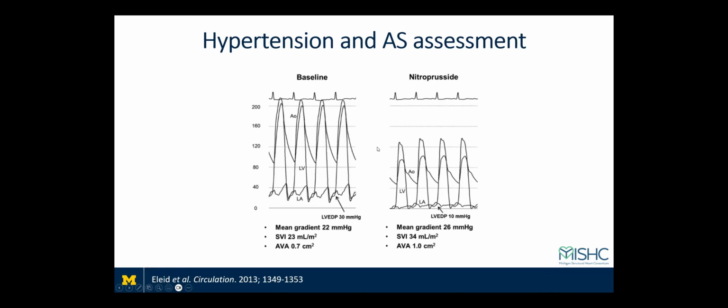The patient was then given nitroprusside to normalize their blood pressures. And you see that there is a higher, more significant gradient between the LV and the aortic tracing here. They also showed that there was a significant increase in stroke volume as well as increase in aortic valve area. So this is important, that for patients that are getting echoes who are severely hypertensive, this can have a significant effect on our results, and we should consider repeating these studies to have better diagnostic clarity of how bad is the aortic stenosis.